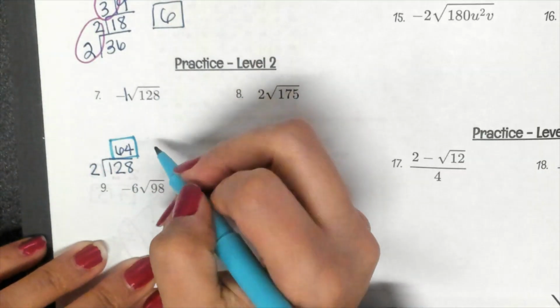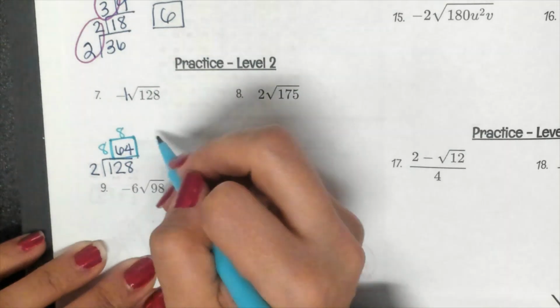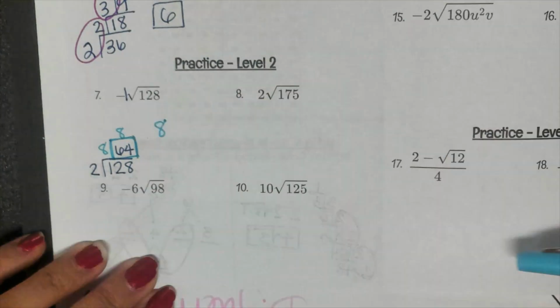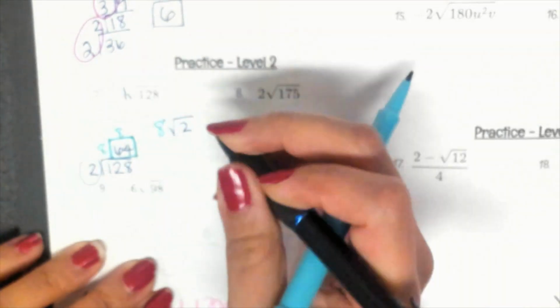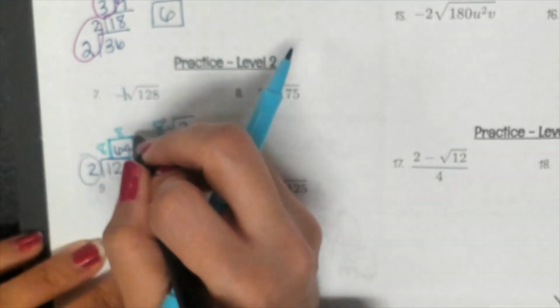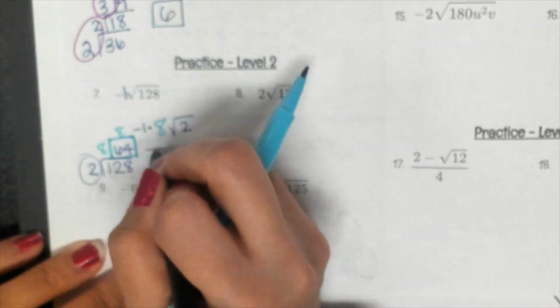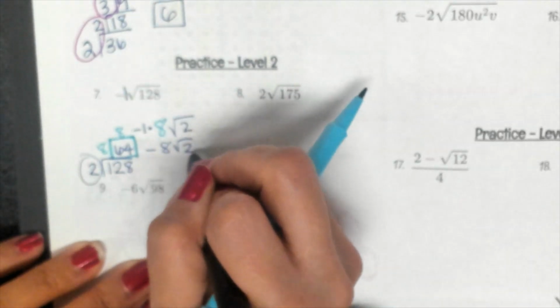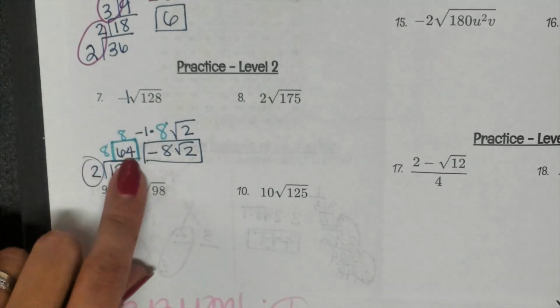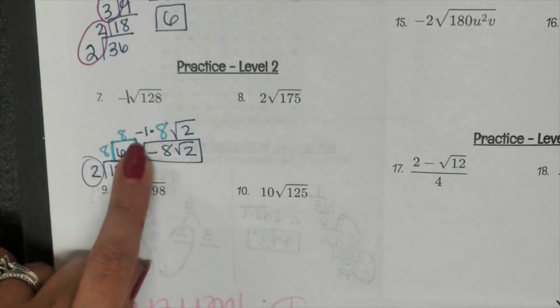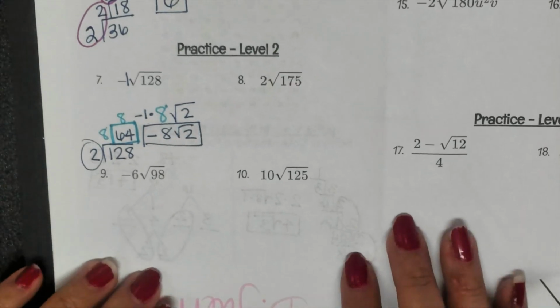8 times 8 gives you 64, meaning 8 goes on the outside of the radical, and this lonely guy goes on the inside. Don't forget you have the negative 1, so negative 1 times 8 is negative 8 square roots of 2. As soon as you find a perfect square, know what the square root of 64 is, pull it out, and do your radical.